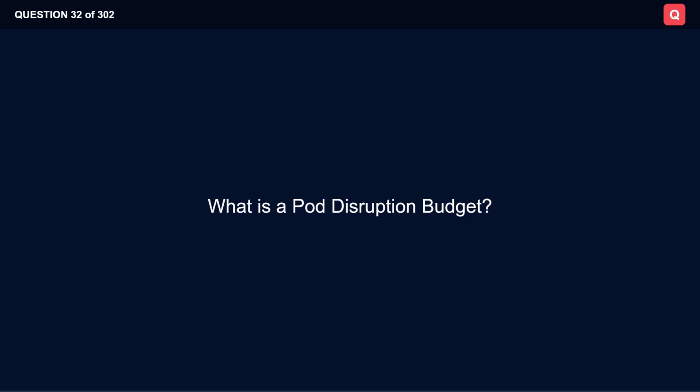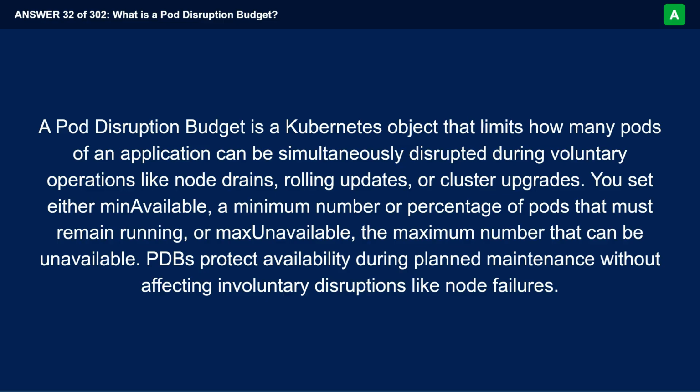What is a pod disruption budget? A pod disruption budget is a Kubernetes object that limits how many pods of an application can be simultaneously disrupted during voluntary operations like node drains, rolling updates, or cluster upgrades. You set either minAvailable, a minimum number or percentage of pods that must remain running, or maxUnavailable, the maximum number that can be unavailable. PDBs protect availability during planned maintenance without affecting involuntary disruptions like node failures.